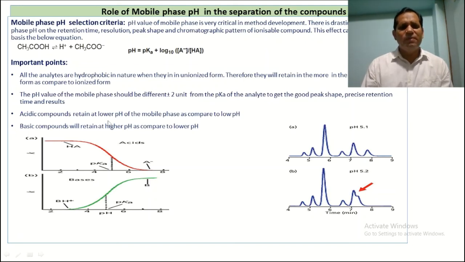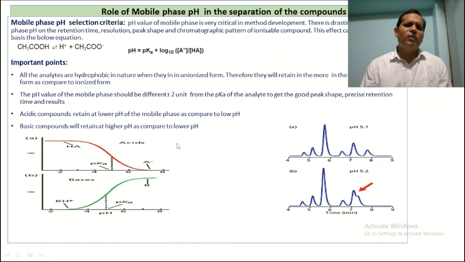Similarly, in the case of a basic compound, this green colour picture is about the basic compound retention. The X-axis is the pH of the mobile phase, and the Y-axis is the retention time. When the mobile phase pH is increasing, the RT of the compound is increasing. This means a basic compound will retain more on the basic side.